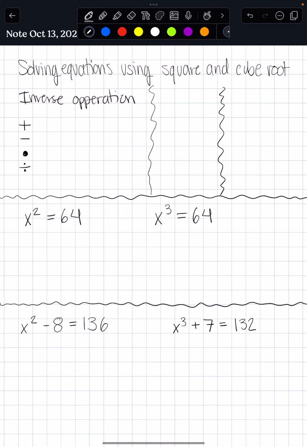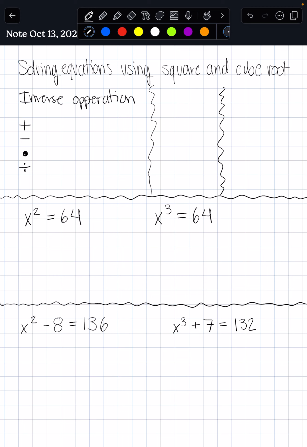All right, today I am going to go over how to solve equations using square and cube roots. The first part that you need to know about solving equations that involve square and cube roots is that you're going to want to use your inverse operations, just like we have been with solving equations, to cancel something out.